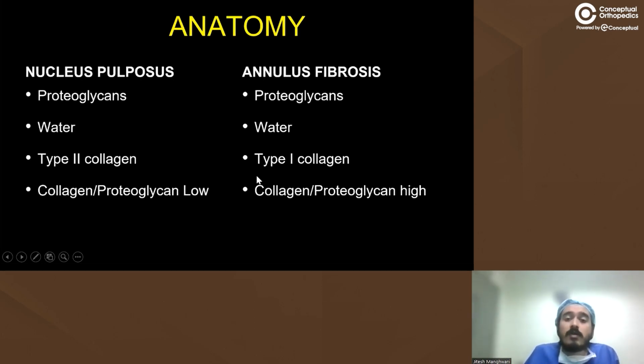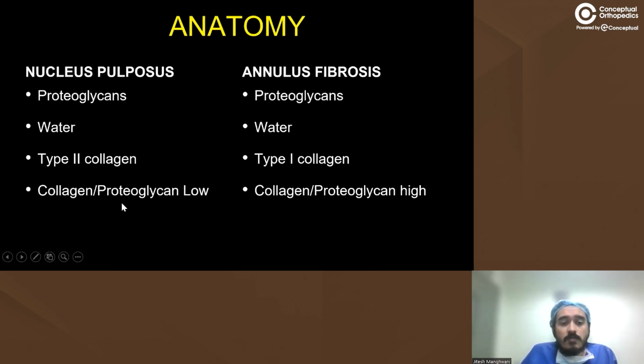So when we talk about the molecular anatomy, what is the differentiation between the two? The nucleus pulposus and the annulus fibrosus. So nucleus pulposus basically contains proteoglycans, so does annulus. Both of them contain water. Nucleus contains high amount of type 2 collagen. As against this, the annulus fibrosus contains more of type 1 collagen. So the nucleus contains the type 2 collagen and the annulus contains the type 1 collagen.